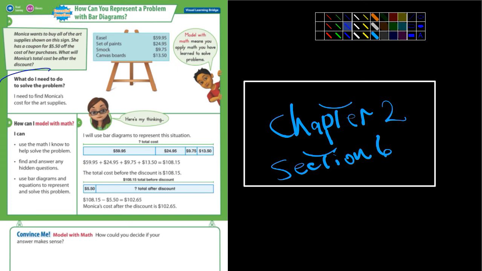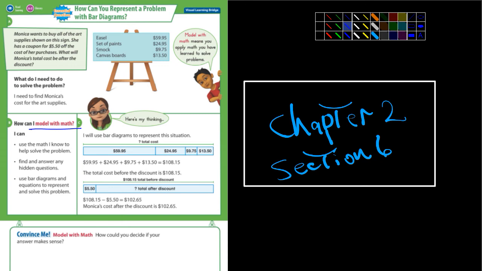That's how they phrase it there. I need to find Monica's cost for the art supplies, and they give it to us right there. So you'll see some questions in this section that are asking you, what do you need to solve the problem? And then it says, how can I model with math? Well, here's one way to model it.